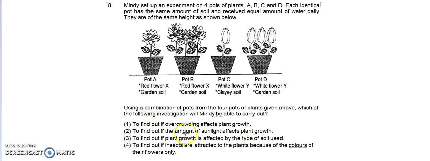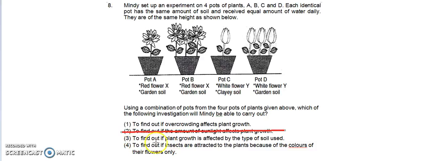Option 2, to find out if the amount of sunlight affects plant growth. Well, for this, the change variable must be the location. But in this case, all 4 pots are being placed at the same location. And furthermore, we will need to compare the number of flowers, which are the same in 2 pots. In this case, it is impossible because pot A and pot B have different number of flowers, and pot C and pot D have different number of flowers and different type of soil. So option 2 is out.